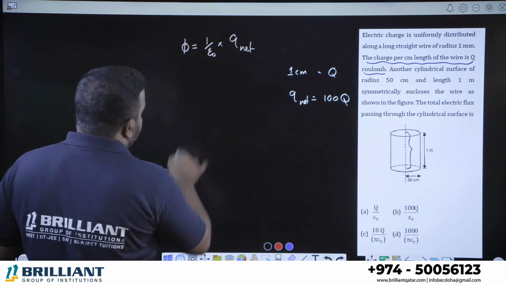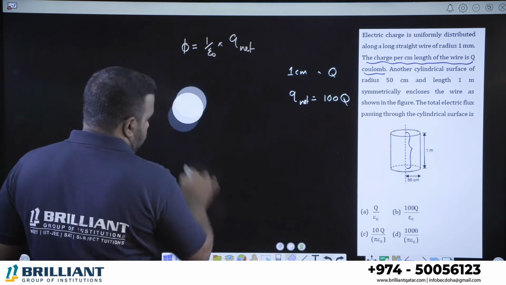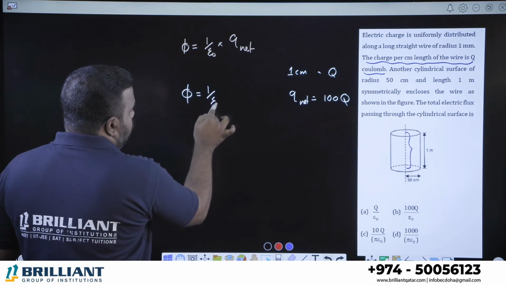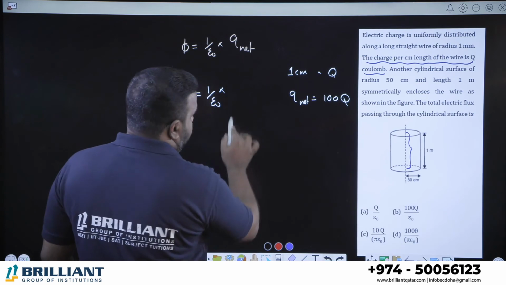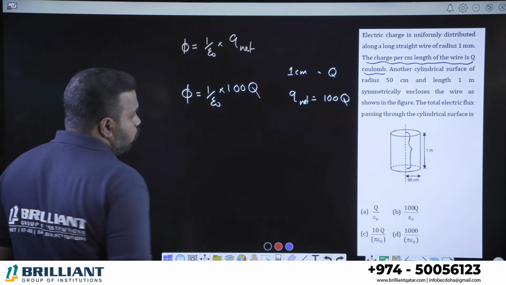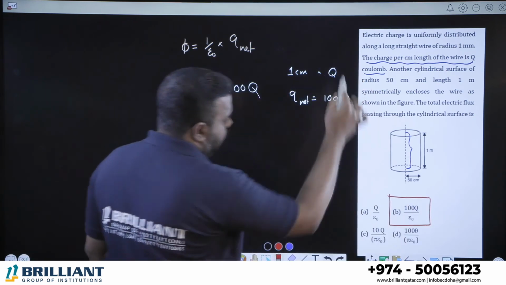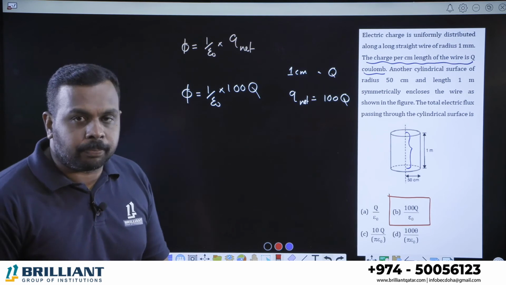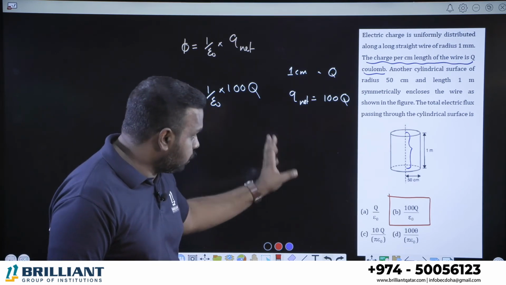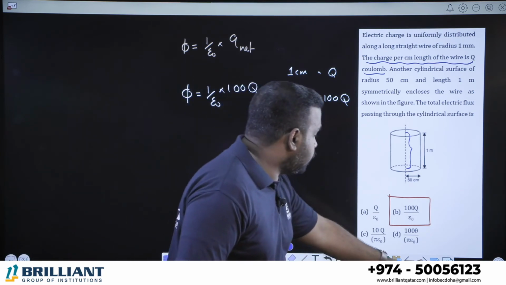Then you can easily apply that result here. Total flux phi is equal to 1 by epsilon naught into net charge. Net charge q net is 100 q. So 100 q by epsilon naught. Look at this. That is option B, 100 q by epsilon naught. Clear? So these types of questions will come. You can always expect such a question for application of Gauss theorem. So I'm going to the next.